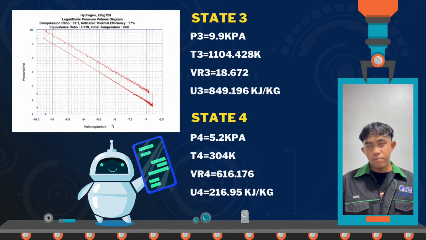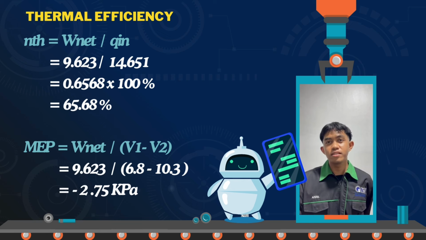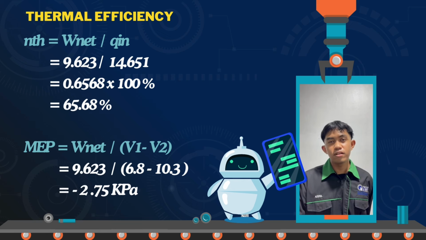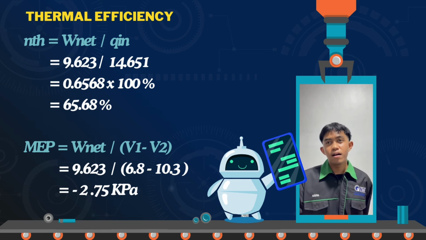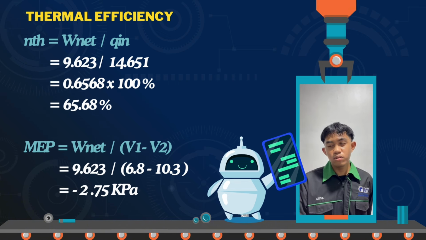It is equal to 0.658 and converted to percent, equal to 65.68%. And for the MEP, which is mean effective pressure, which is Wnet divided by V1 minus V2, we get 2.75 kilopascal.